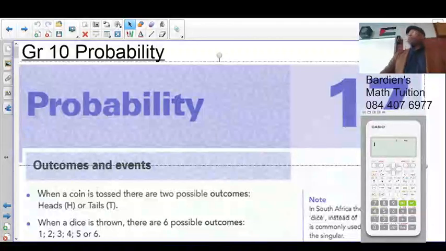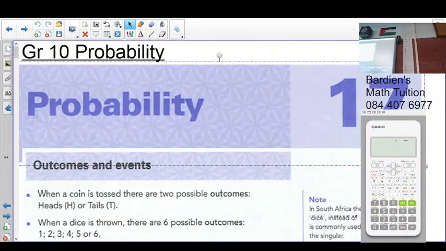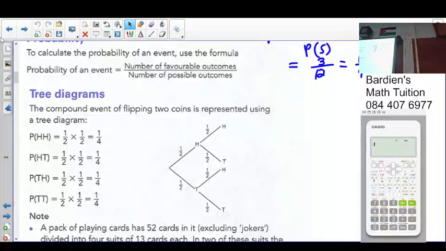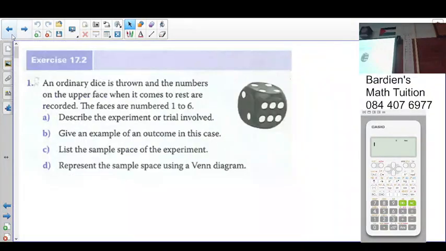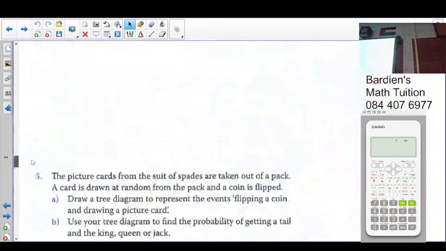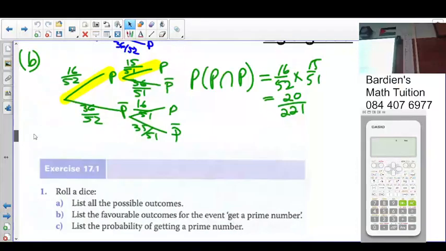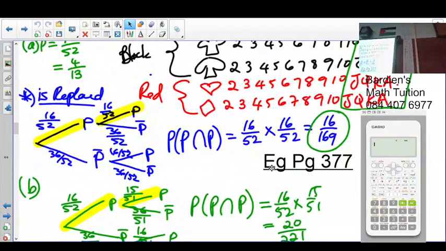Okay, good morning, class. So today we're looking at probability. Homework you had, exercise 17.1. Okay, let's look at this quickly.